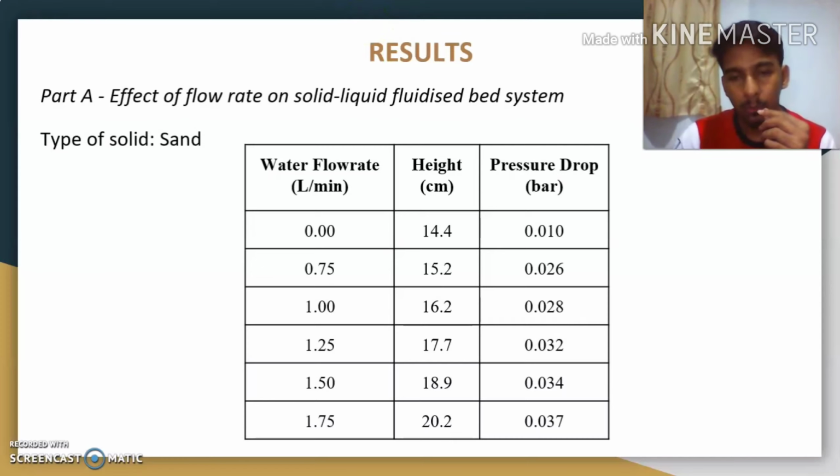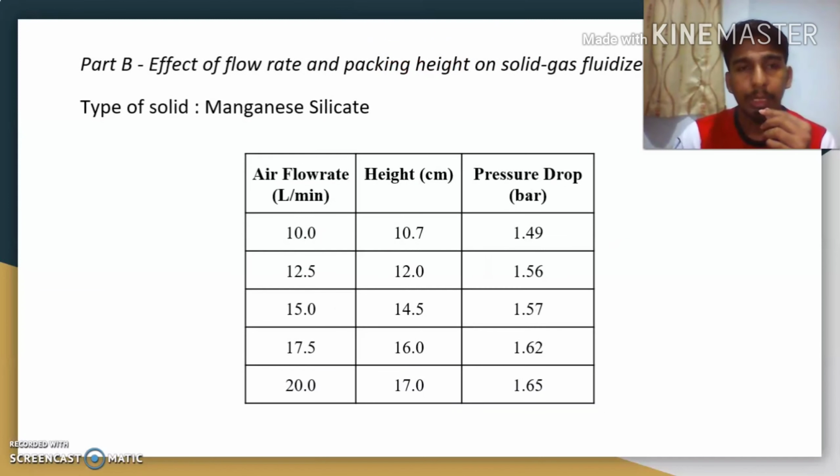Now we are going to look at part B, which is experiment 11. For experiment 11, we are going to see the effect of flow rate and also packing height on the solid gas fluidized bed system. In this experiment, the particles in the bed are manganese silicate and the gas is air. In this experiment also, the air flow rate is manipulated, and the responding variables are height and pressure drop.